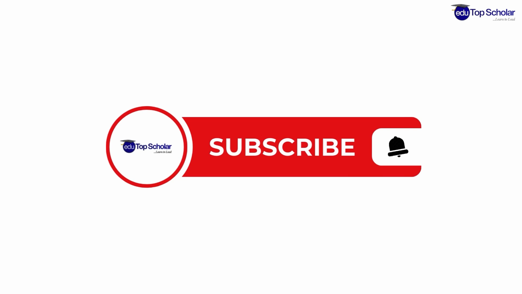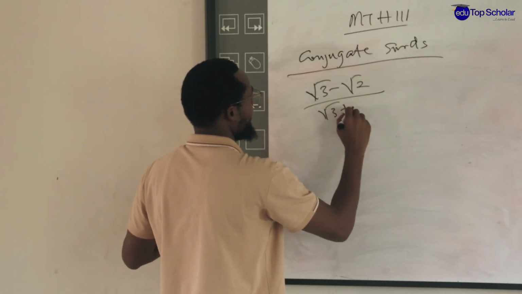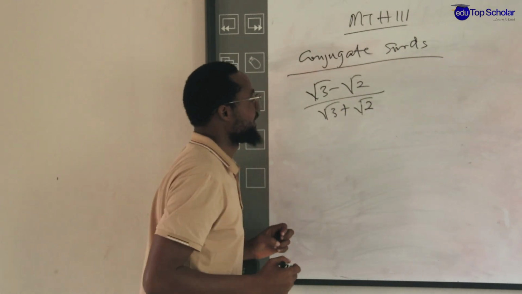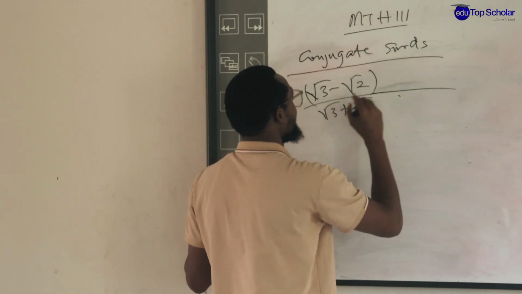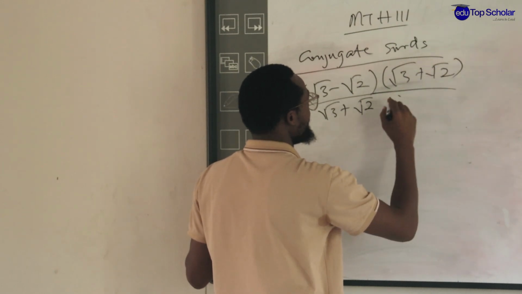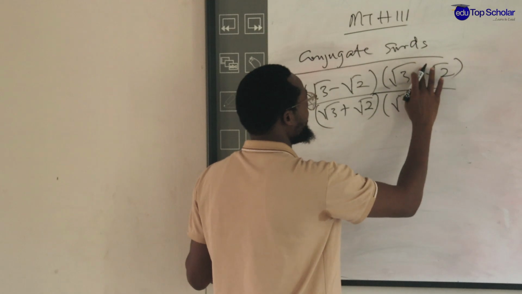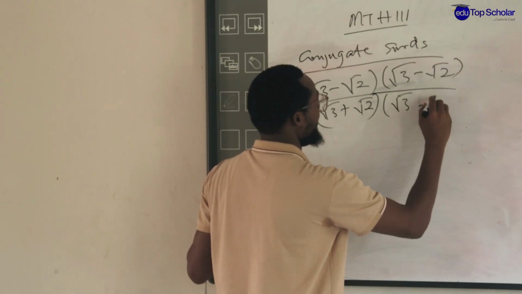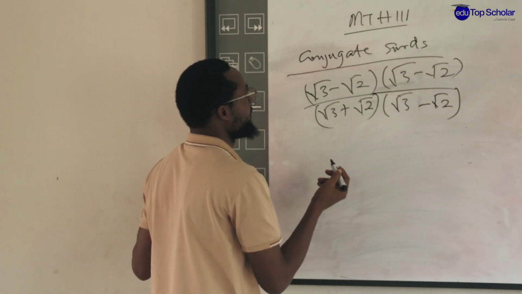Next, root 3 minus root 2 over root 3 plus root 2. Of course, rationalizing this, we can equally use brackets. This one is multiplied by root 3 minus root 2. We have to take the conjugate of the denominator, root 3 minus root 2. We expand this and we have our answer straight.